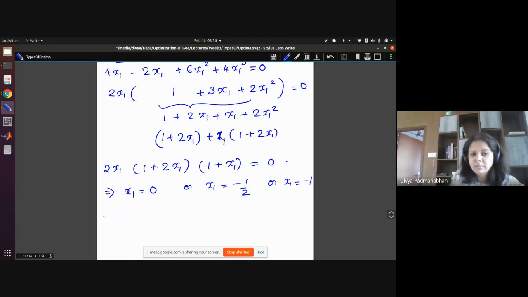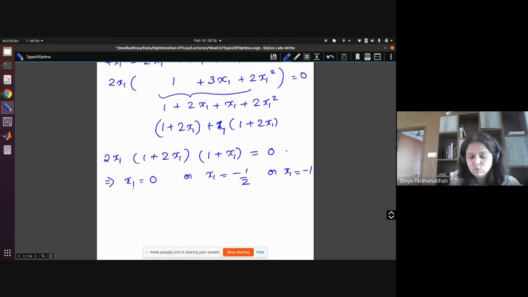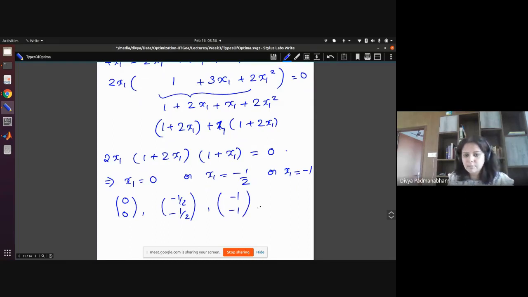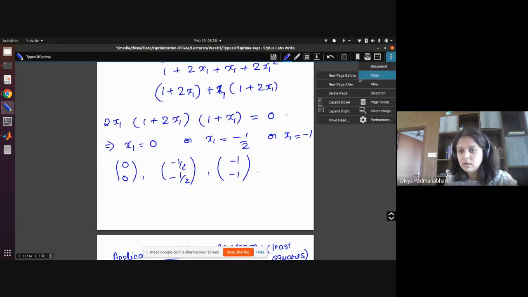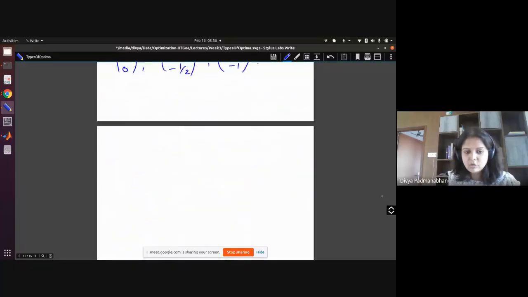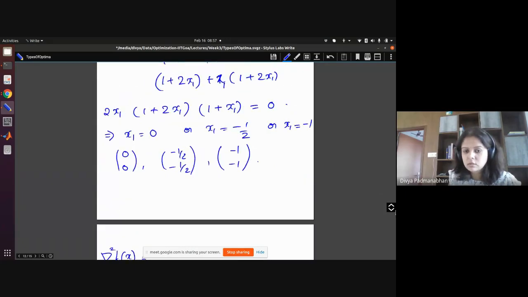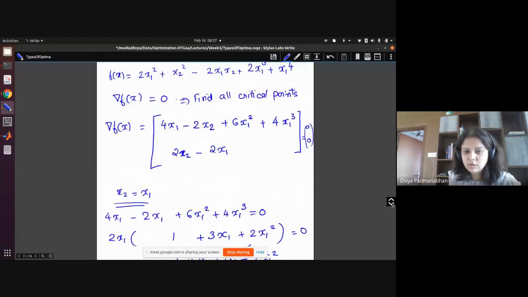So remember we also had x2 is x1. So the points are either 0, 0, minus half, minus half, and minus 1, minus 1. So these are the critical points, and the idea is that one or more of them could be the local optimum point. Okay, so now you need to do something more here. So you should verify that the gradient is actually zero at these points. So that's a cross check.